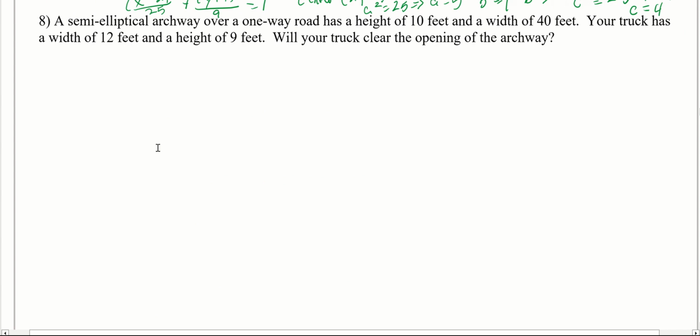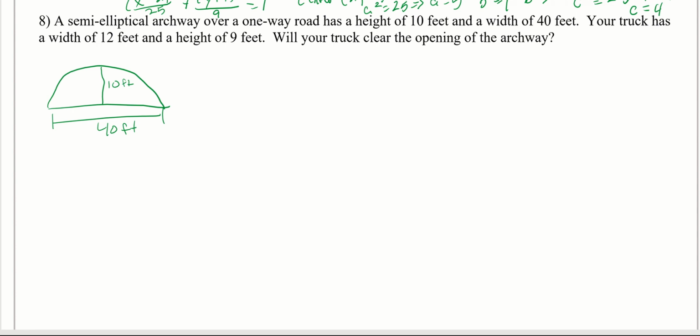Number 8 here. Kind of 2 questions in one, but we've got to set it up and then see if it fits through. Okay, so a semi-elliptical archway over a one-way road has a height of 10 feet. So always draw these, right? Semi-elliptical means half of the ellipse, and it says it's got a height of 10. Okay, 10 feet. And that will always be the max height, right? So not just any random height, but the maximum height there. And has a width of 40 feet.